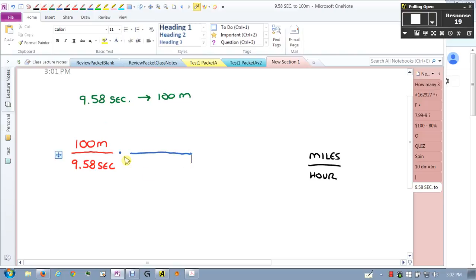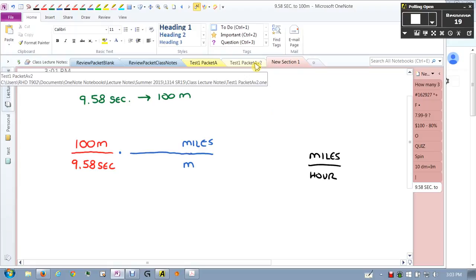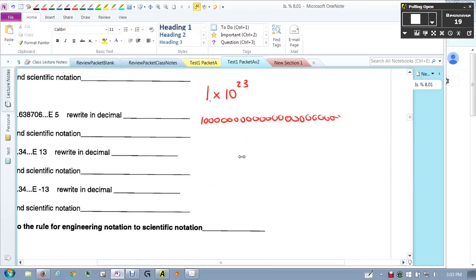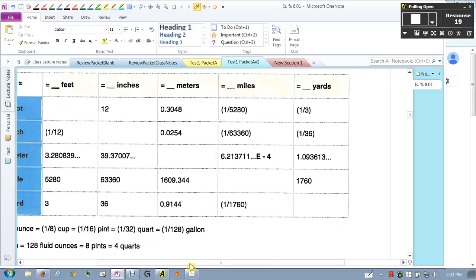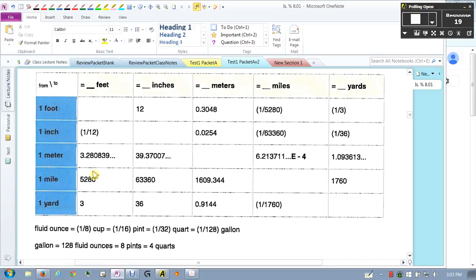Let's go for the M first. I want to kill M off and replace it with what? Miles. So do you have a relationship between meters in miles? I'm sure we do. 1609? So 1 meter is this. Are you doing this one right here?